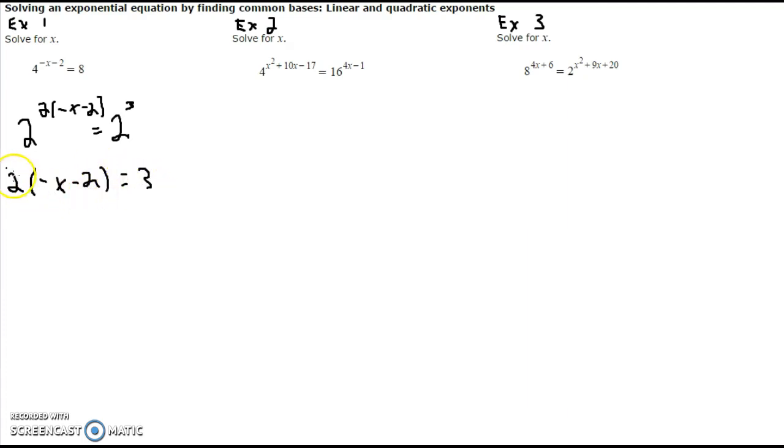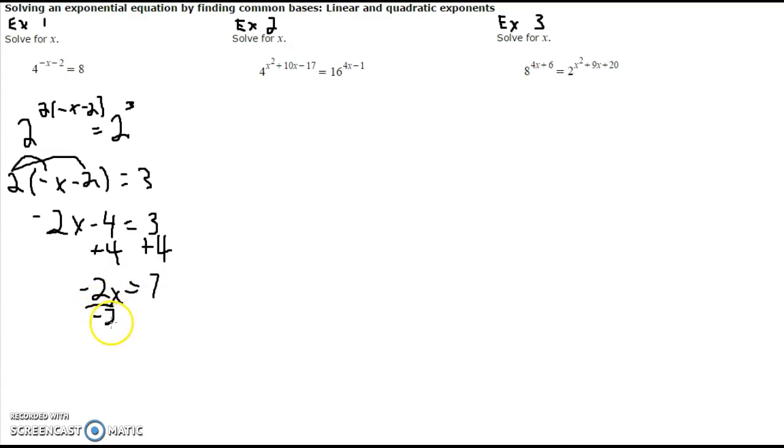At this point, I'm going to distribute this 2 on the left side to both of my variables. So I'll have negative 2x minus 4 equals 3. And we just simply solve for x. So I add 4 to the other side. That gives me negative 2x equals 7. And lastly, I divide by negative 2. So x equals negative 7 over 2. That's one of the more simple examples.